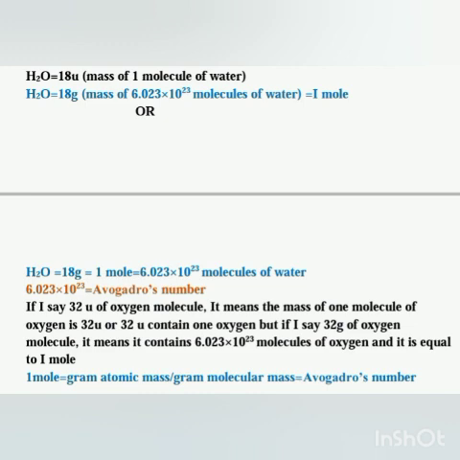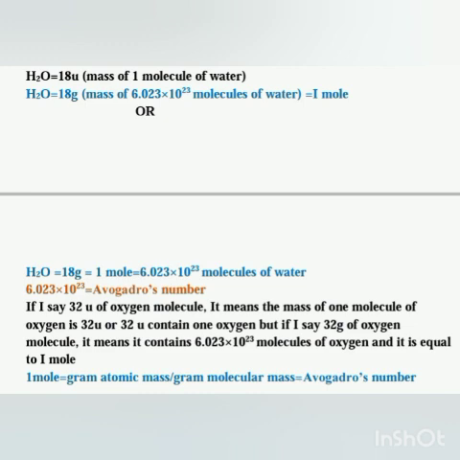So 1 mole is equal to gram atomic mass or gram molecular mass. And since gram is the bigger unit, how many molecules or atoms will it contain? It will contain 6.023 × 10^23 molecules of water. And this number, 6.023 × 10^23, is also called Avogadro's number. So 1 mole is equal to Avogadro's number, which is equal to gram atomic mass or gram molecular mass. I hope it is clear to everyone.